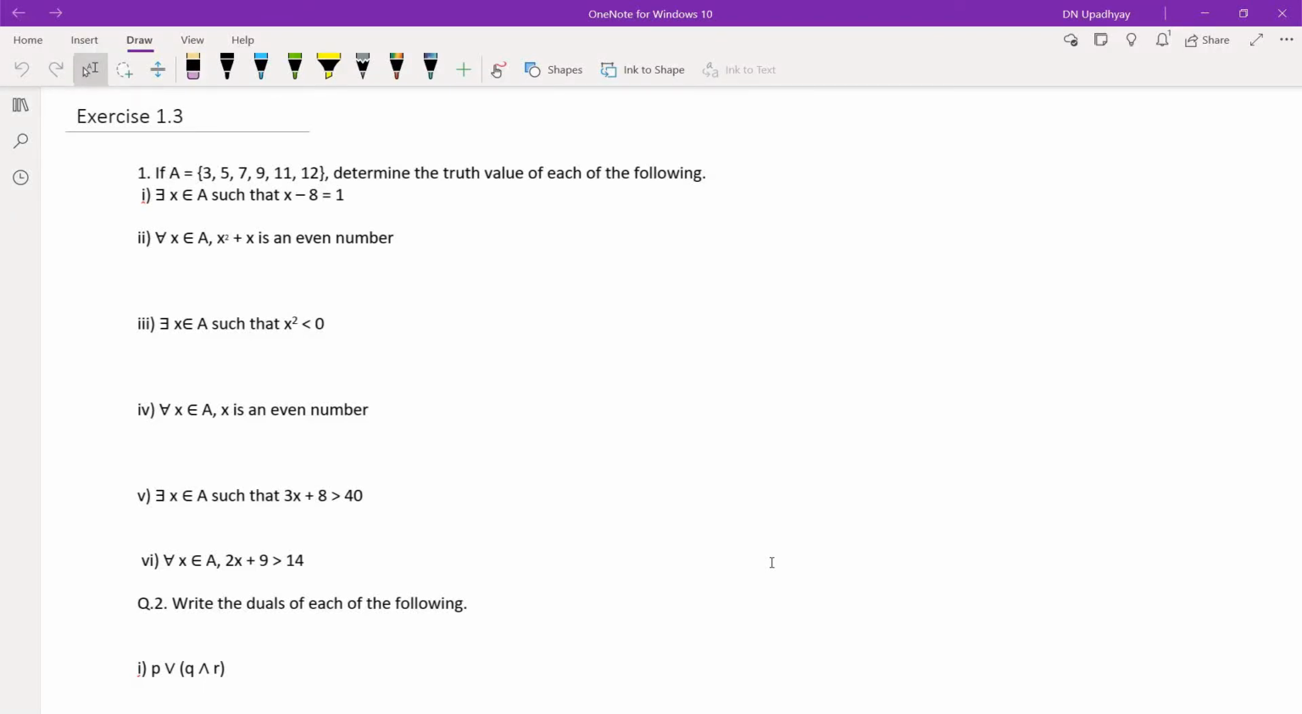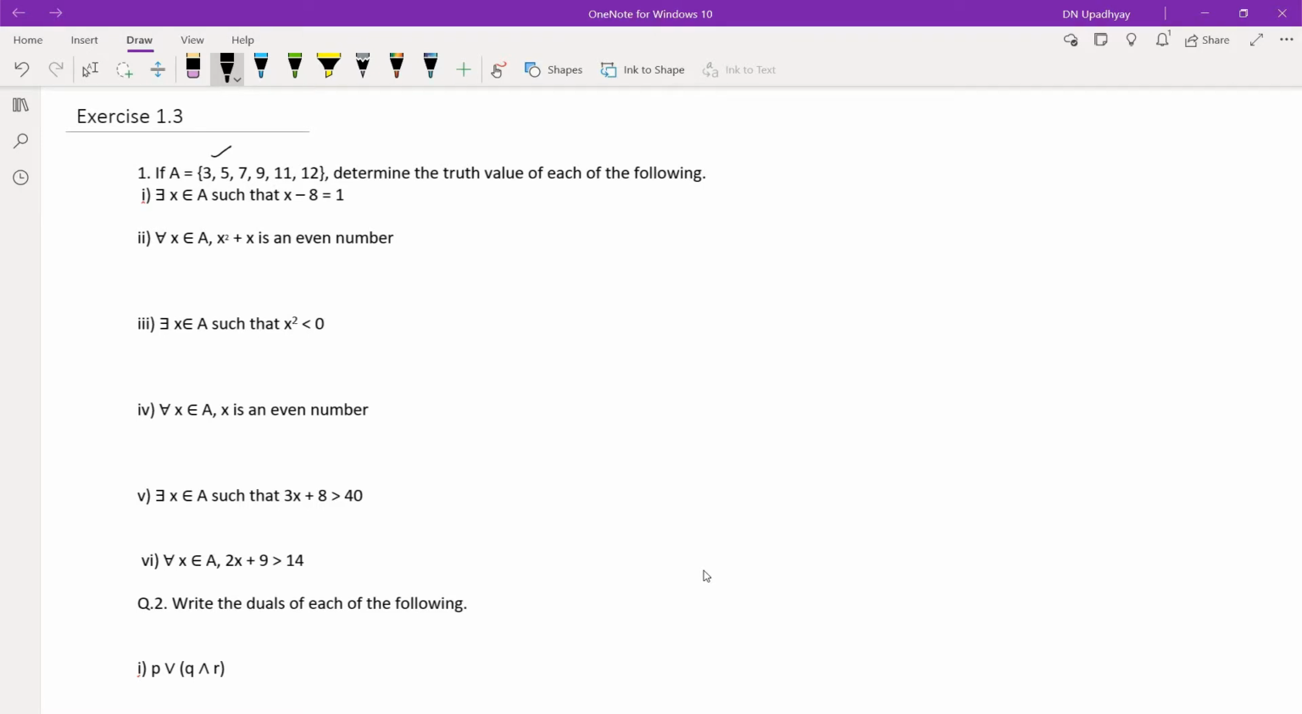And it is a very interesting exercise, easy also, you will understand. If you have any doubt, you can discuss it in the comment section. So question number 1: if A = {3, 5, 7, 9, 11, 12}, meaning A is a set where the elements are like that: 3, 5, 7, 9, 11 and 12. Determine the truth values of each of the following, using this set. Suppose A is nothing but this set, and using this set we have to answer all these questions.